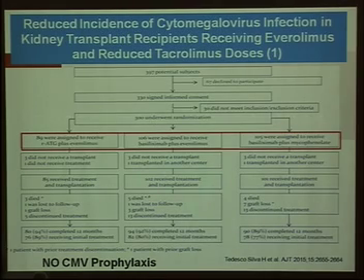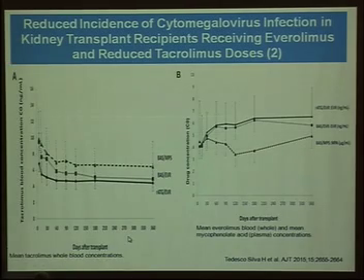So the primary endpoint was CMV infection for the first time at 1 year post-transplantation. And the patients were randomized either to receive ATG plus Everolimus plus low-dose Tacrolimus, or full dose of TAC, that's to say the Symphony protocol, plus MPA, and no CMV prophylaxis.